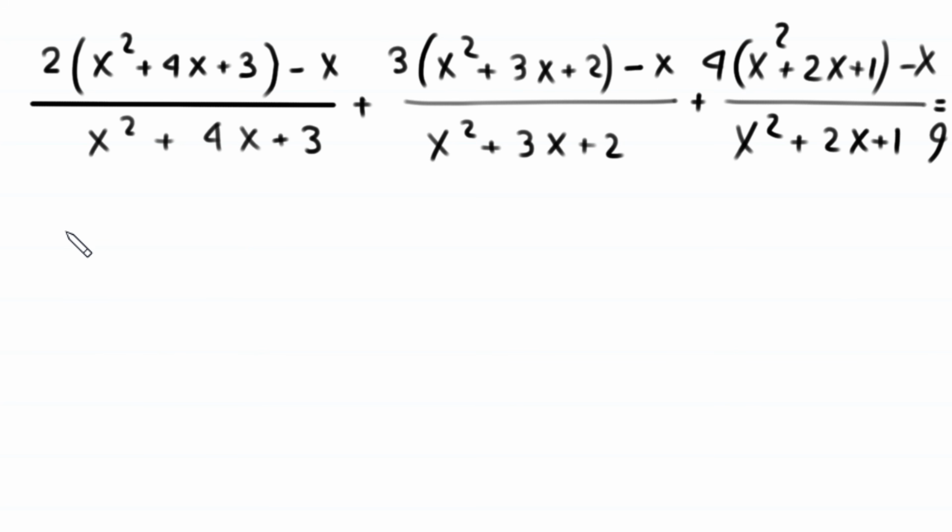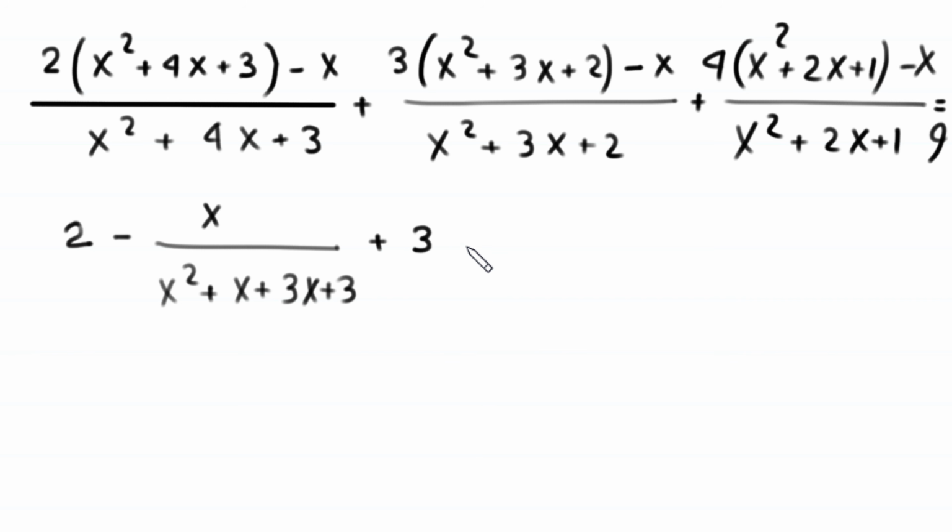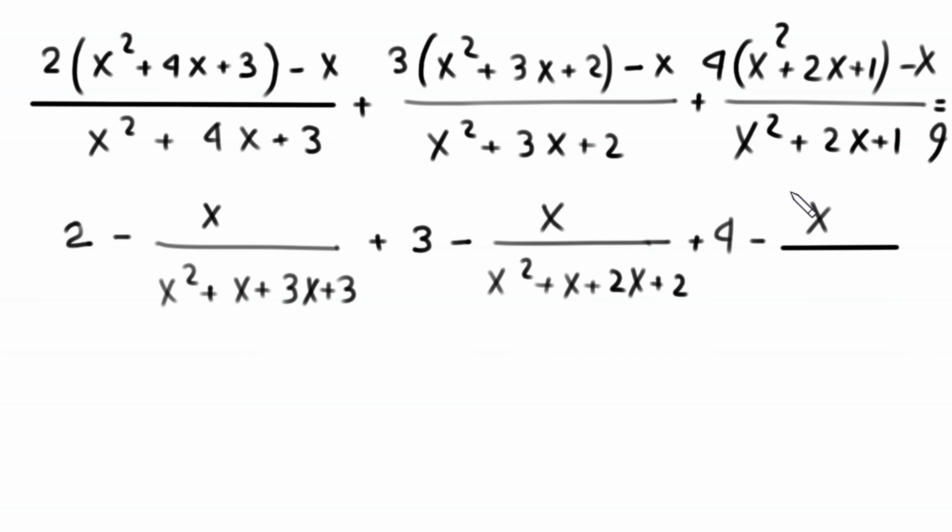Now we can rewrite this fraction as 2 minus x divided by, we can factor this denominator, x² + 4x + 3 is the same as (x + 3) times (x + 1), plus we can rewrite this fraction as 3 minus x divided by, we can factor this denominator, x² + 3x + 2 is the same as (x + 2)(x + 1), plus this fraction can be written as 4 minus x divided by x² + 2x + 1, which is the same as (x + 1) squared, equal to 9.